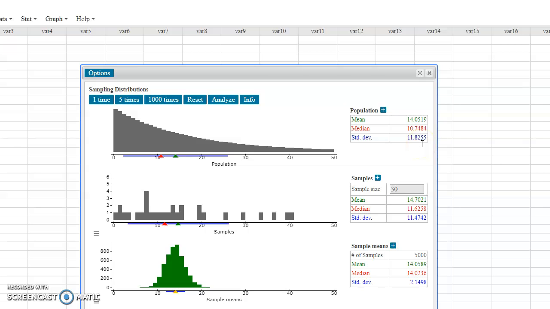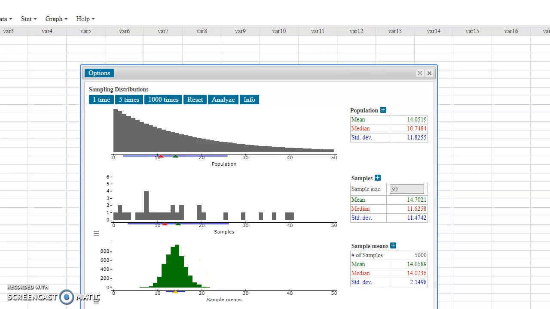11.8255 divided by the square root of 30, which equals 2.159. So 2.1498 is pretty close to 2.159. And then the most important thing, what's the shape of the distribution of our 5,000 sample means? That's the green distribution on the bottom. You can see that it looks pretty close to a normal distribution. Pretty bell-shaped, quite symmetric, and pretty close to a normal distribution.